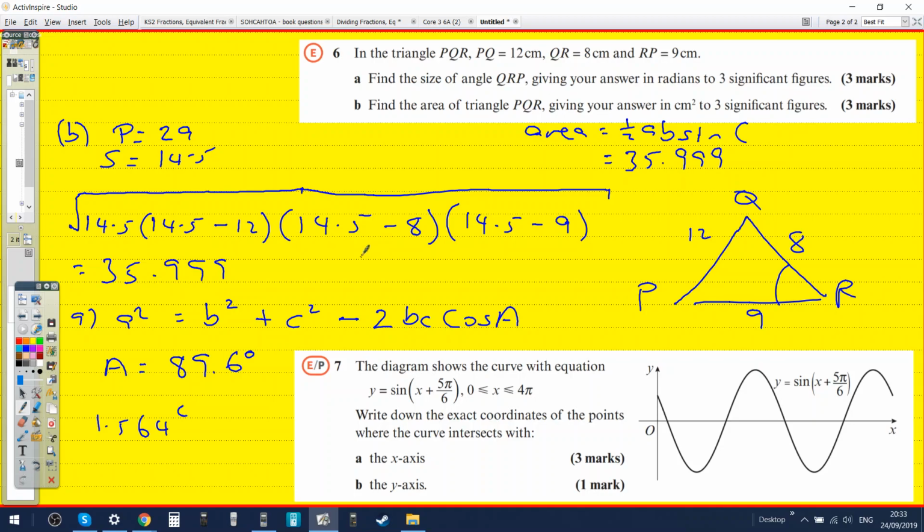Fair enough. Okay, question 7. Oh, hang on. Okay. Hang on. So cos rule, fine.